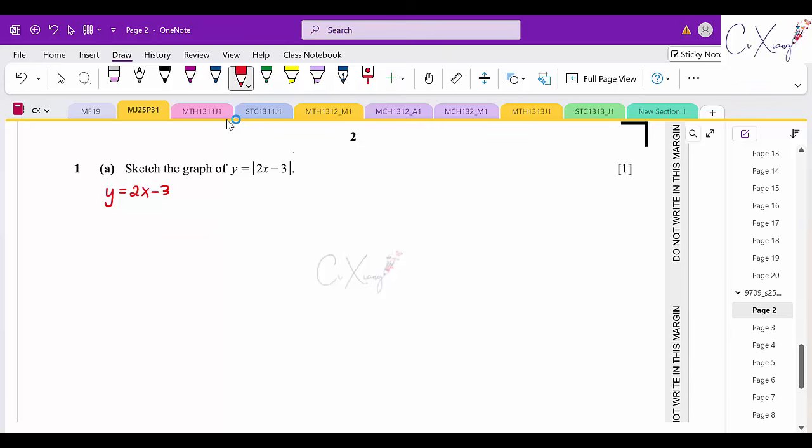That means I have this equation, and I will let y equals 0, then the value of x that I have is actually 3 over 2. And after that, if I let x equals 0, then my value of y will be equal to negative 3, right? Okay, then I will try to sketch it out.